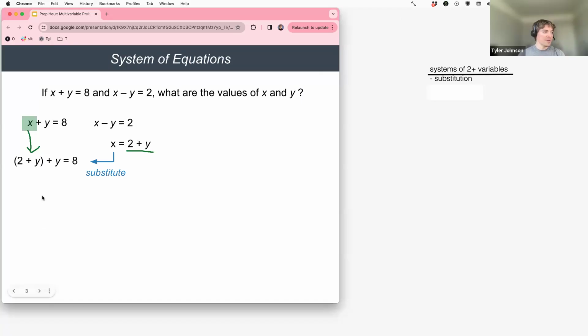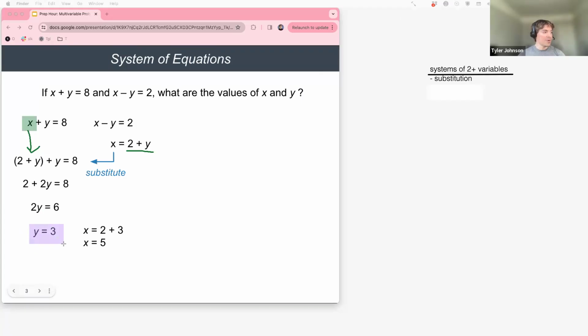So from there, keep solving. You'll get your y value. Once you have that y value, you can plug that into one of your earlier equations and just replace y with the 3 that you know it's equivalent to. And then you've got your answers. You know that y is 3 and x is 5. And there's nothing necessarily wrong with substitution. It definitely works for systems like this.